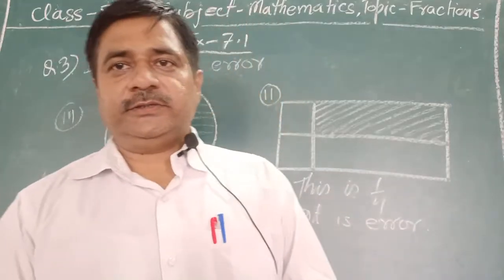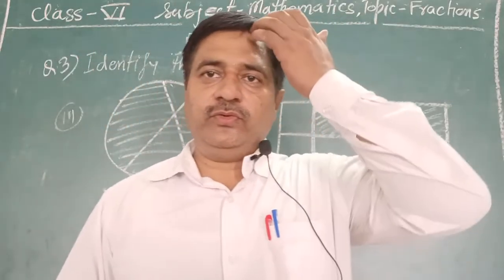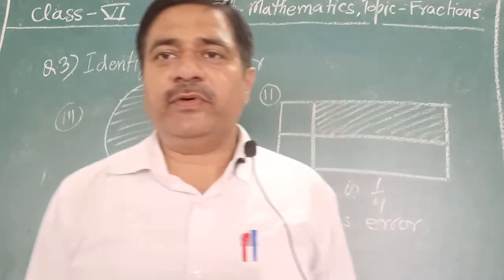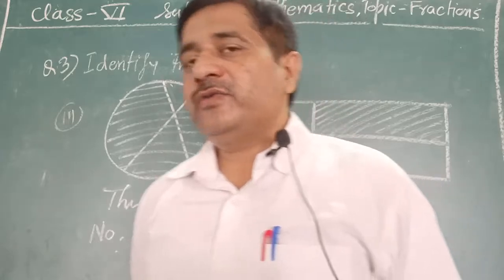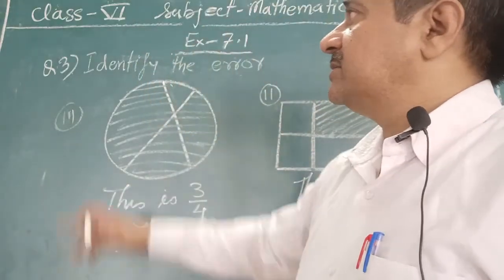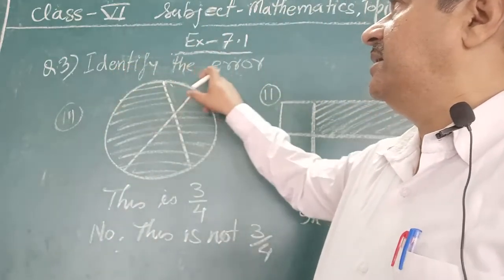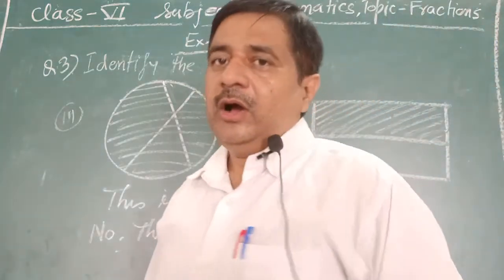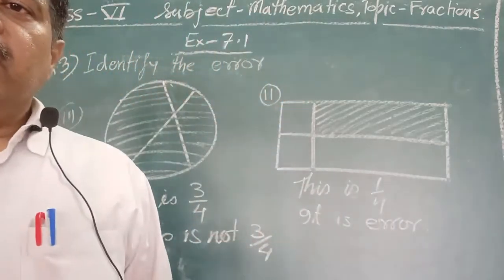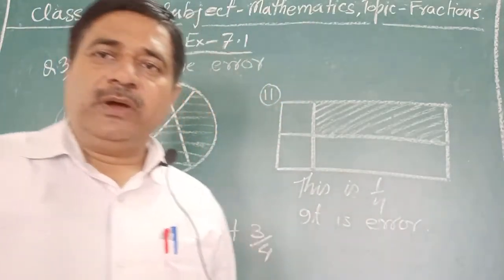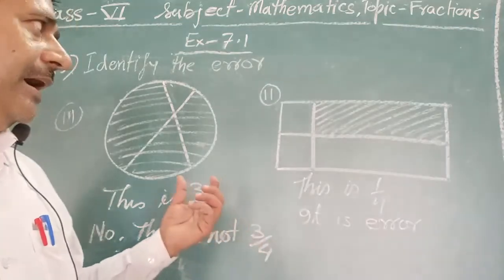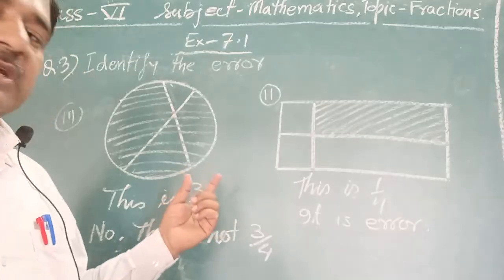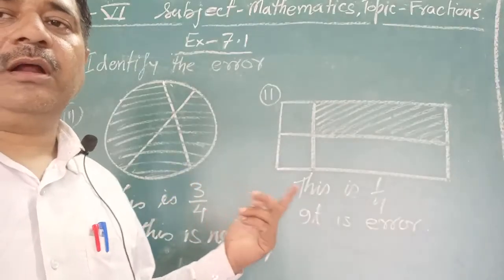Good morning, students. Today I will teach you exercise 7.1, question 3. The question says: identify the error. Now this fraction is given in the diagram, and you have to say whether it is correct or not.